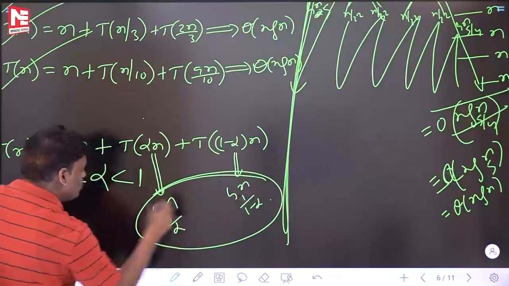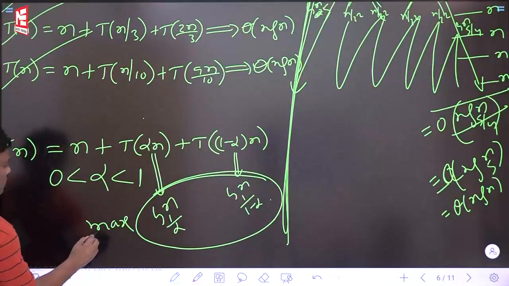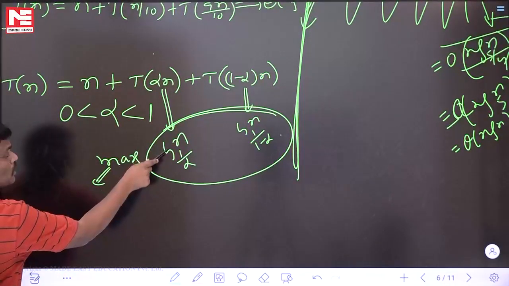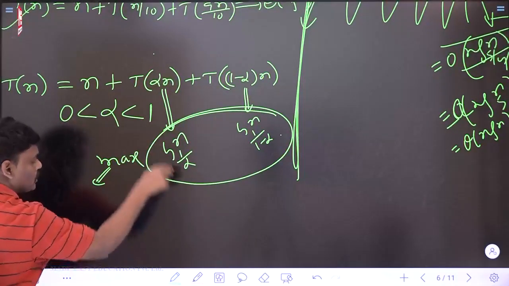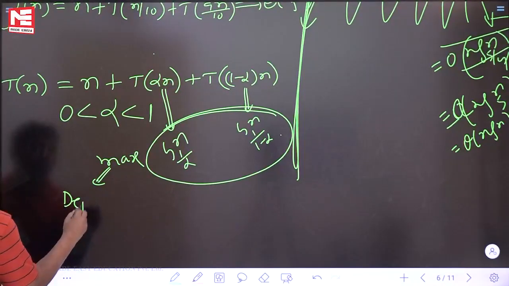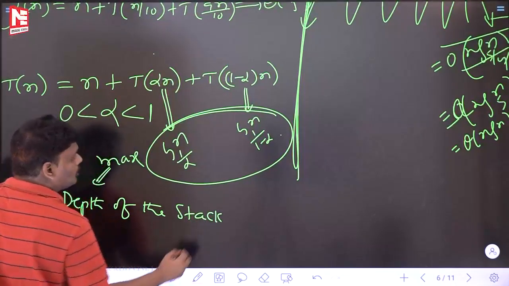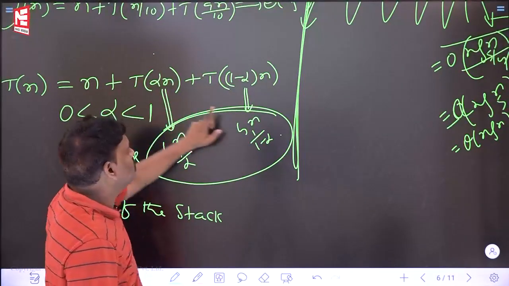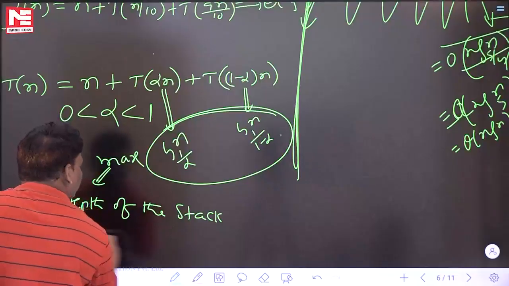So when you don't know who is bigger, just say maximum of. The maximum of these is going to be the depth of the stack. Depth of the stack means how many stack units you have taken. Supposing this one is smaller and that one is bigger, stack units are these many. Supposing this is smaller and this is bigger, stack units are these many. I don't know who is bigger, so the maximum of these is going to be the depth of the stack. Some people are thinking depending upon alpha, alpha 1 by 5, this is bigger, alpha 4 by 5, then this is bigger. The maximum of these two is going to be the depth of the stack.